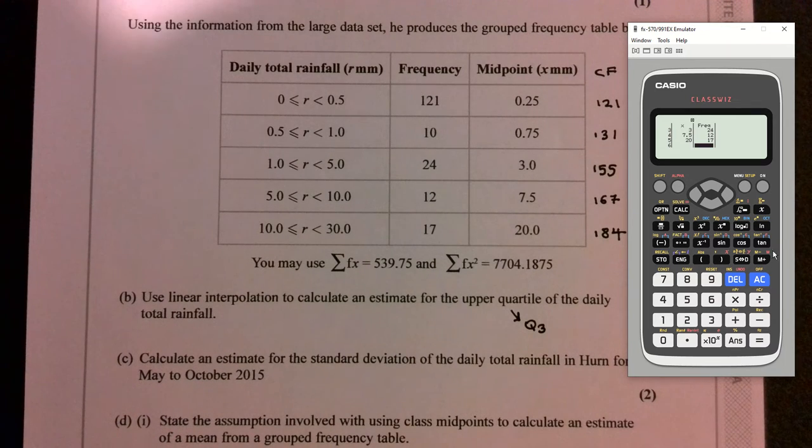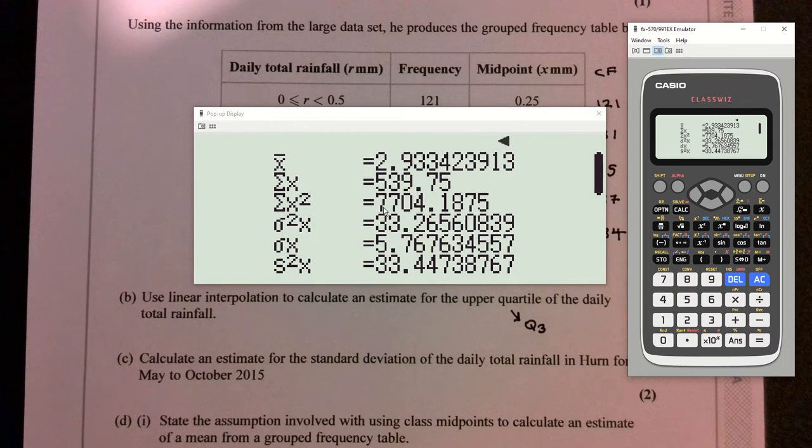And if we press AC, that will store all the information in the calculator. And then pressing Options, if we press number 2 to give us a summary of those statistics, the standard deviation, which is shown here, that's 5.767, etc. The standard deviation is shown over here, that's 5.76, etc.